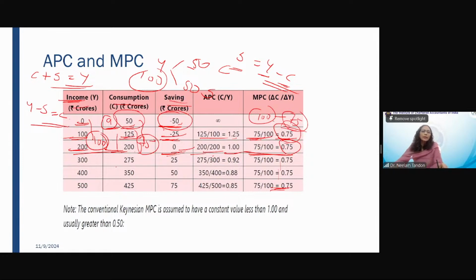अगर आपको income and consumption दिया है and then they ask you to calculate APC and MPC, you can find out. आप कैलकुलेट कर सकते हैं APC and MPC अगर आपको इनकम एंड कंजम्पशन की सीरीज दी है तो. Okay, so basically, what you can learn from this is that as income increases, consumption will increase.